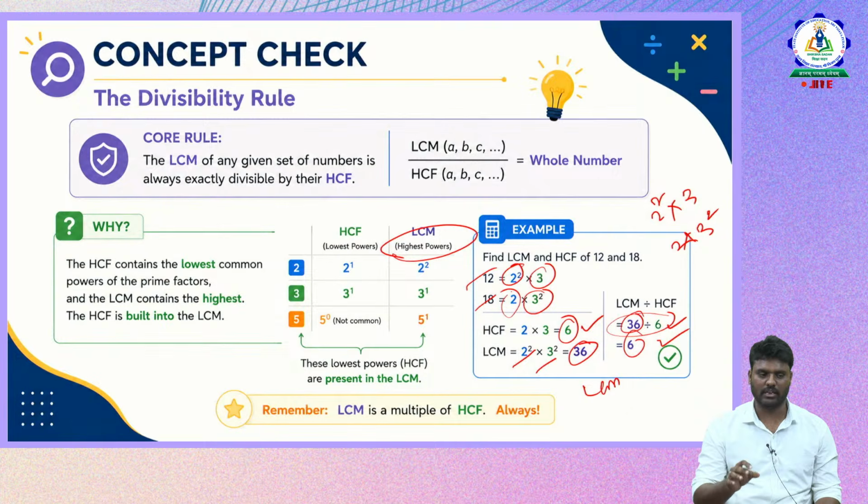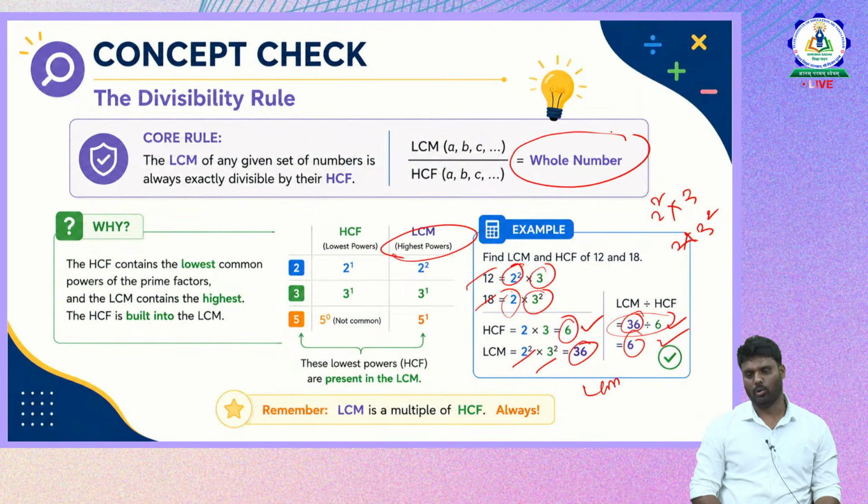So the LCM of any A, B, C, that means any numbers, divided by the HCF will again become a whole number. So remember, the LCM is always a multiple of the HCF. The HCF is always the smaller number, the LCM is the bigger number. Therefore the LCM is always a multiple of the HCF.